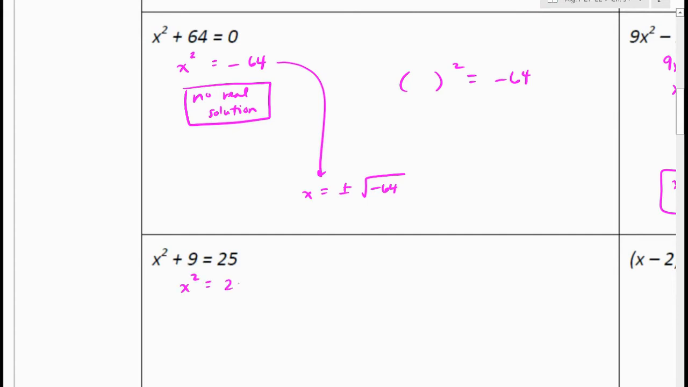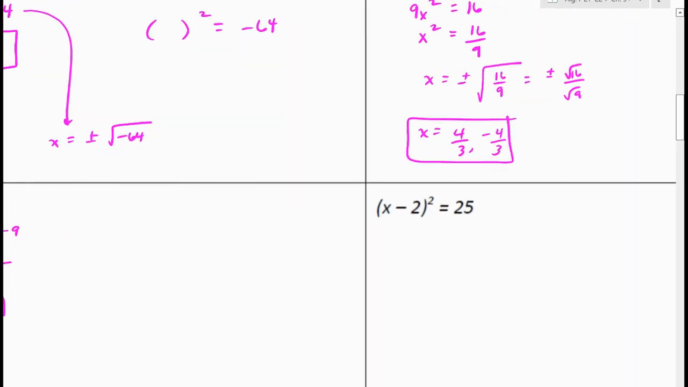X squared, we'll subtract 9 from both sides. That's going to leave 16. So x is either positive or negative the principal square root of 16, which is plus or minus 4, which is the same thing as 4 and negative 4.